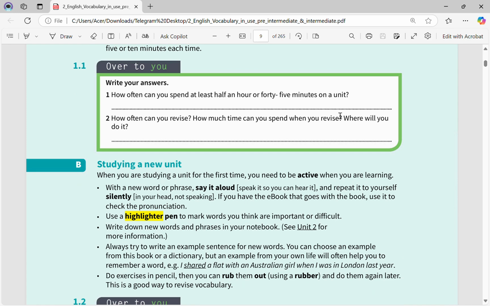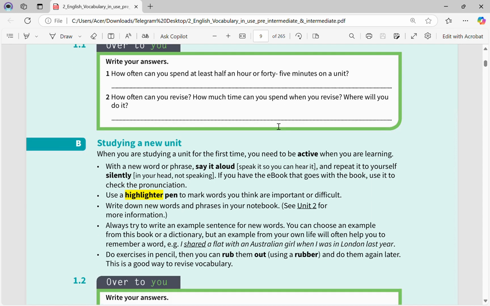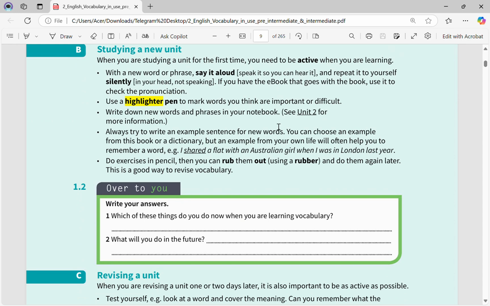How often can you revise? How much time can you spend when you revise? When will you do it? Study a new unit.